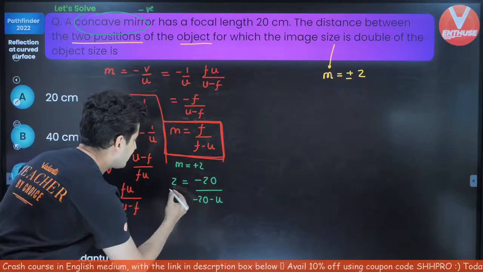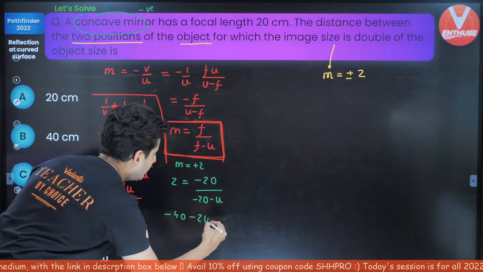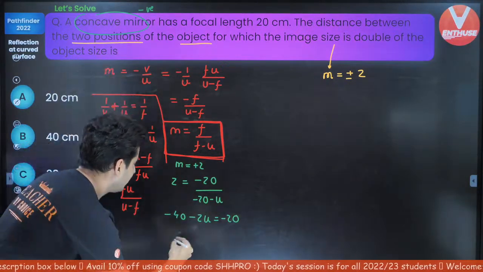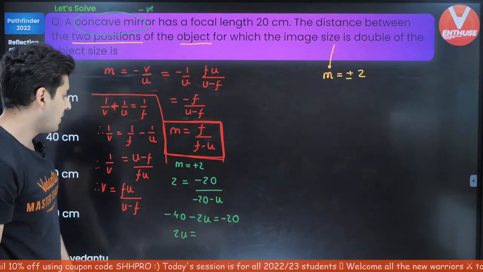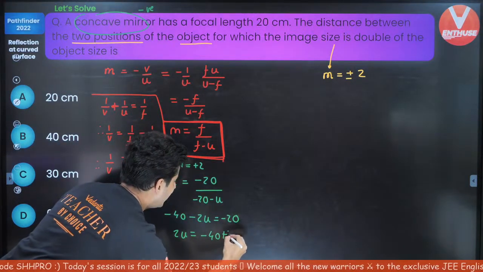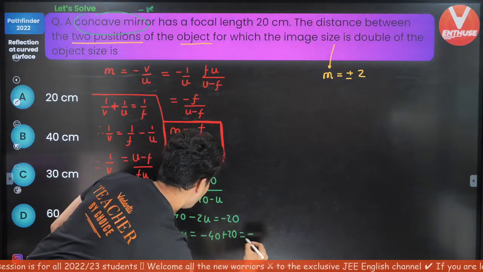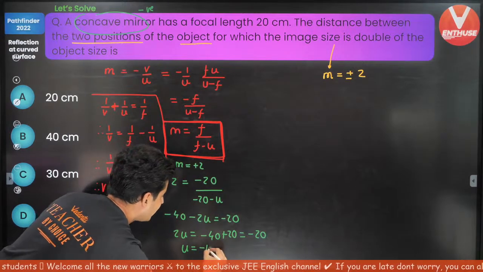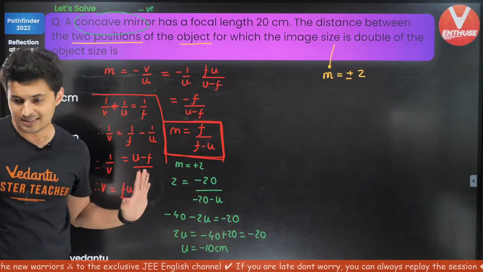Just rearrange this. So this will become -40 - 2u = -20, correct? Shift 2u to the other side. So you will get 2u = -40 + 20. What are you going to get? You are going to get minus 20. Therefore u is going to be minus 10 centimeters. So the first object distance we got is minus 10 centimeters.